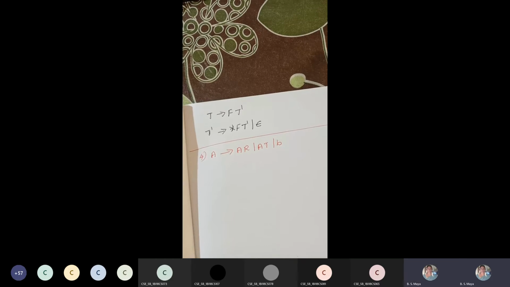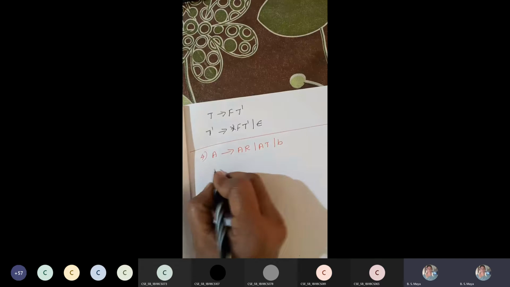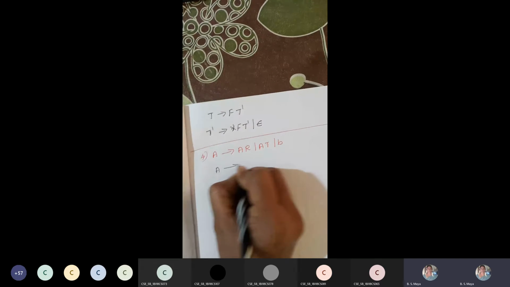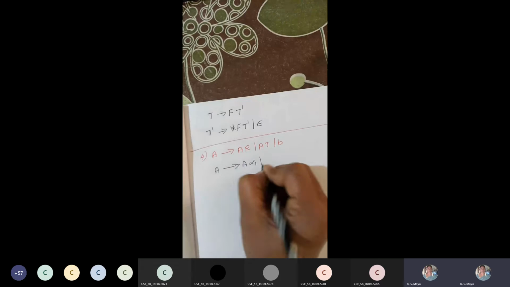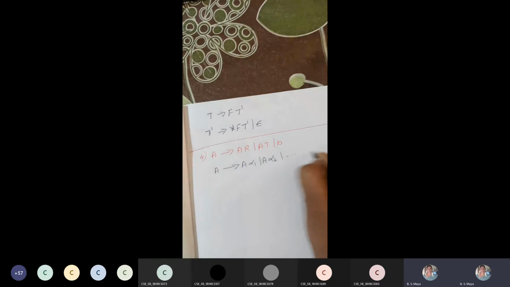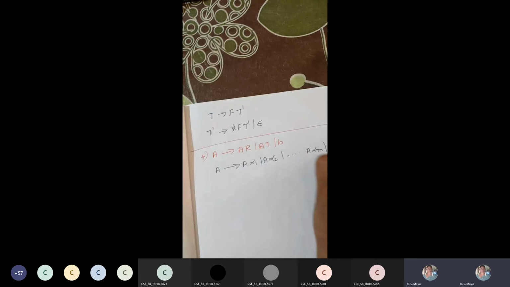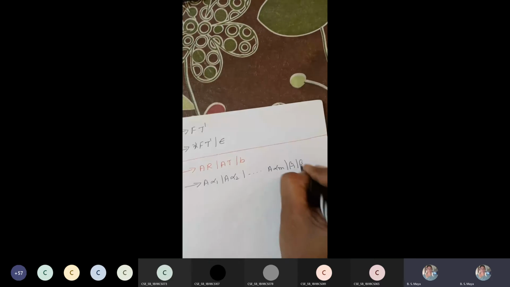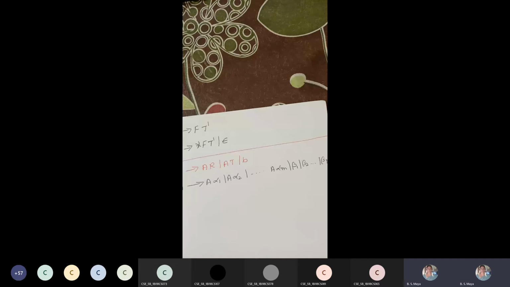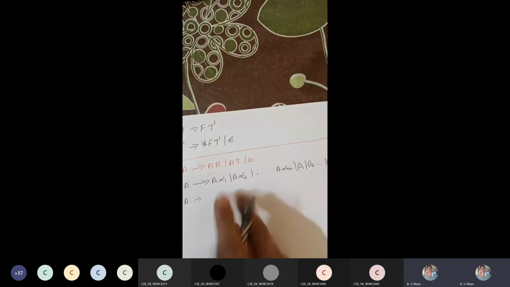You have to see your general grammar. I gave a general rule: A derives A alpha 1, A alpha 2, dash dash dash, A alpha M, or beta 1, beta 2, dash dash dash, beta N. If the grammar is like that, then I can replace it with that formula. Then you can replace it with A derives any number of beta.